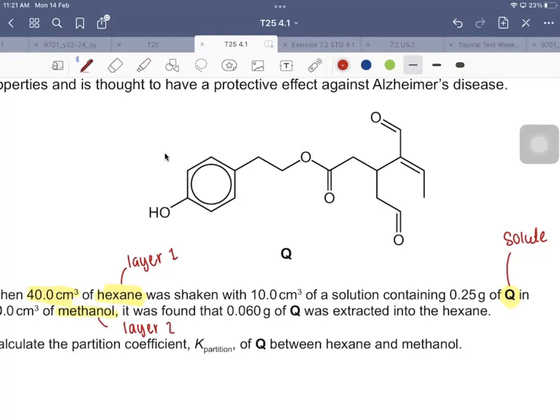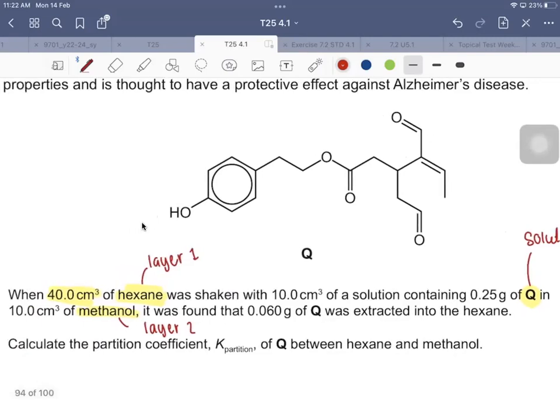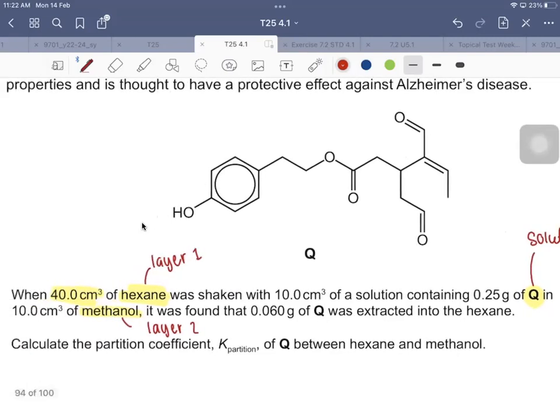Now, for most cases, they usually accept either one. You can put your hexane at the bottom layer, or you can put hexane in the top layer. It doesn't matter because KPC is a ratio. So whichever way you put your layers, the values will be numerically different, but the ratio will still be the same. Okay, so you've already identified your solute. You've also identified your solvents.